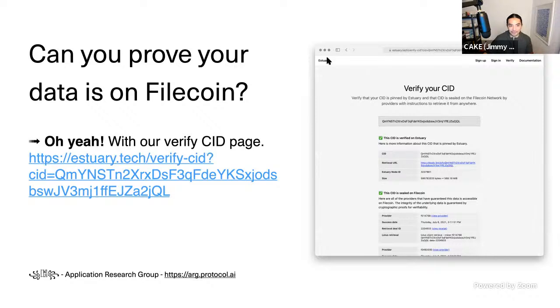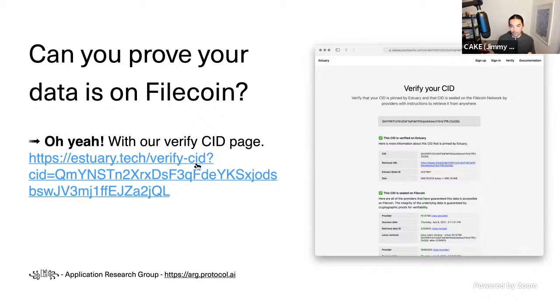Can you prove that your data is on Filecoin, right? That's the question you might have when you're watching this talk and you're like, okay, I've done all the stuff with Textile buckets and I've managed to get stuff pinned to IPFS, but how on earth do I prove that stuff's on Filecoin? And so I made a page called Verify CID.